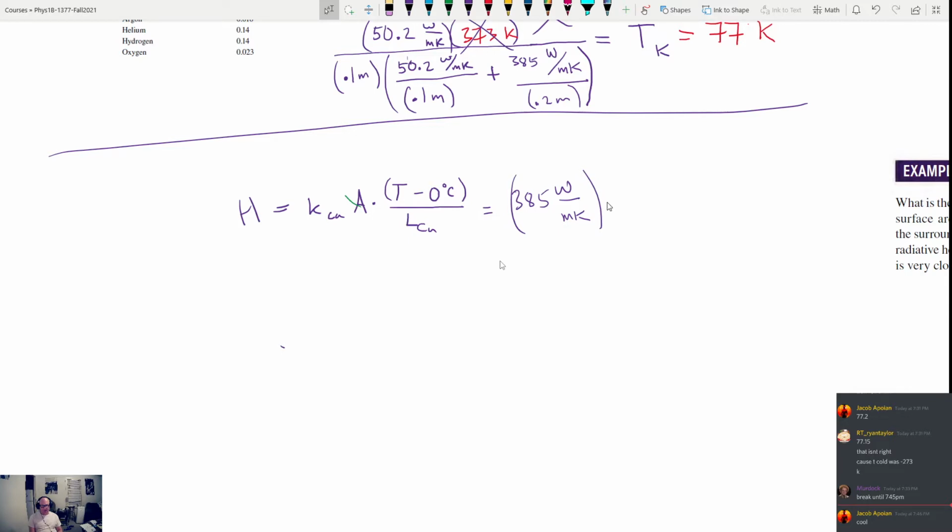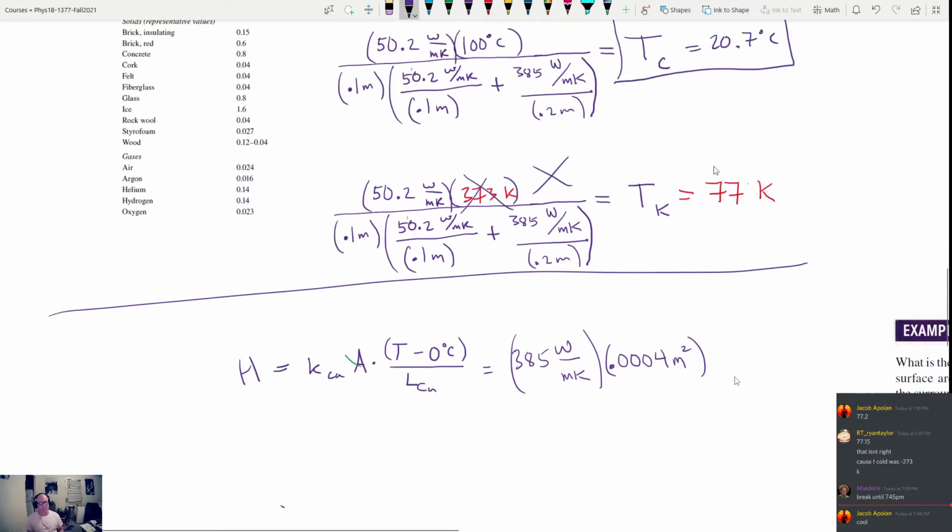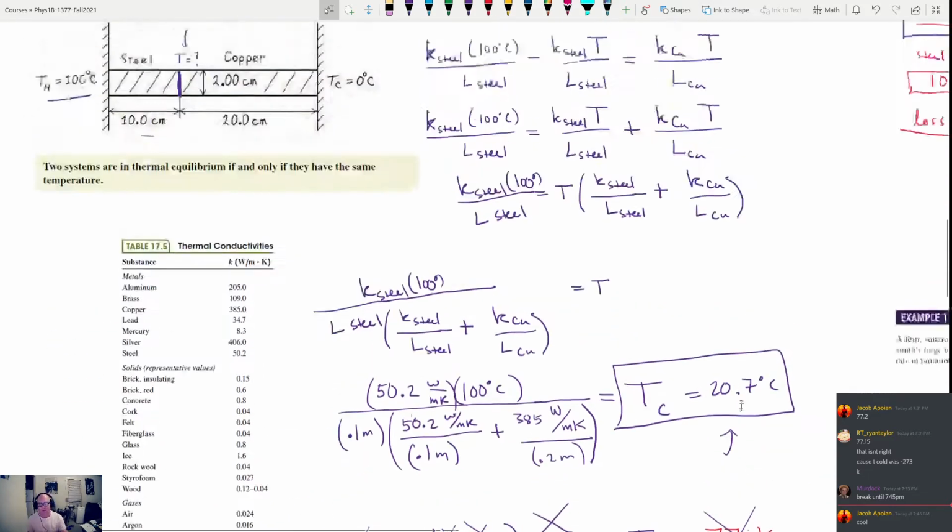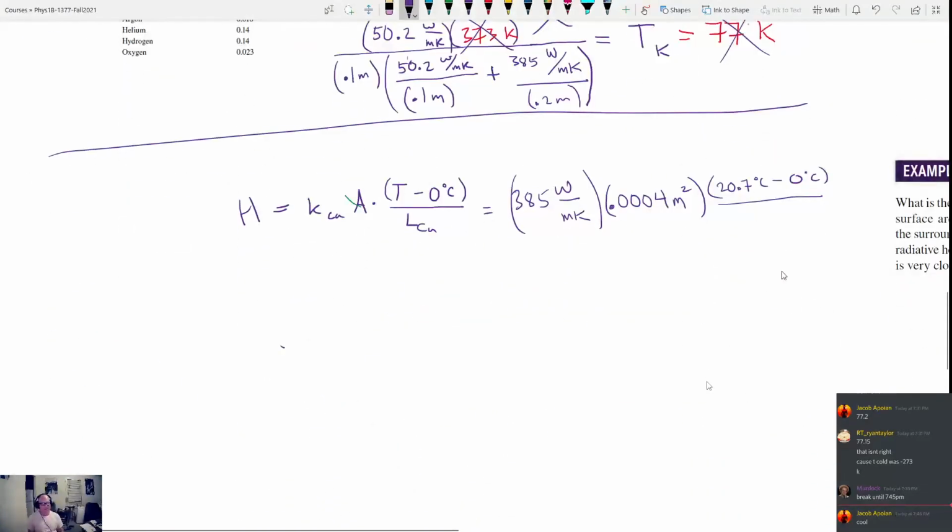And then we're going to multiply that by the cross-sectional area, which we calculated earlier to be 0.004 meters squared. And then we multiply by the temperature. We calculated that to be 20.7. So it's now going to be 20.7 degrees Celsius minus 0 degrees Celsius, which, now that we know it's a temperature difference, it's pretty clear that we can cancel that with the Kelvin. And then I think the length of the copper was 0.2, right? Yeah, length of the copper down here was 0.20 meters.